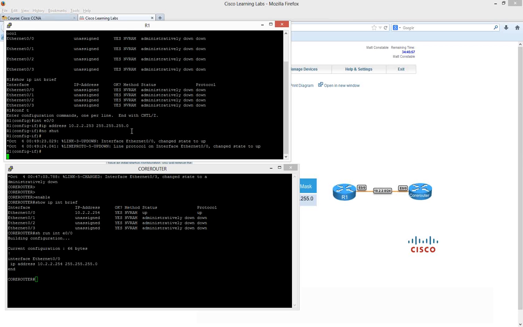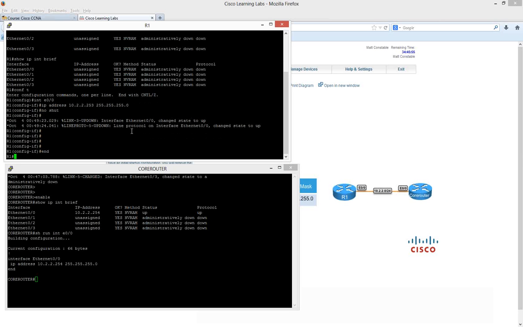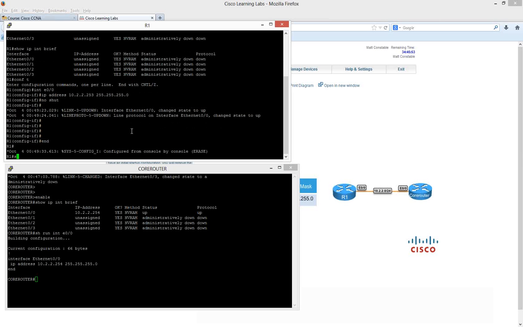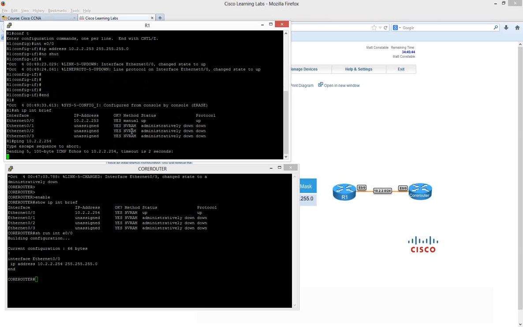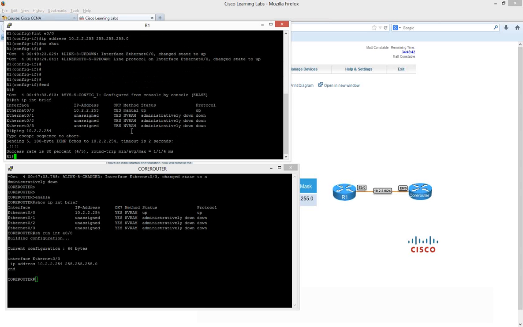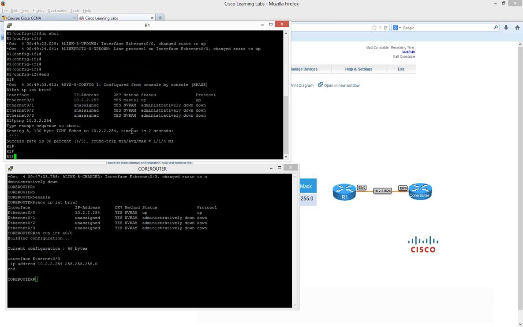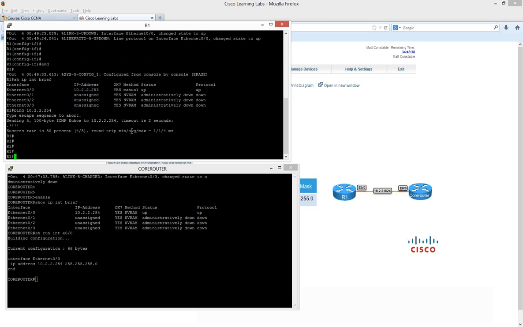Okay, so that now comes up. So now if I do a show ip int brief, we can see that's up. So by rights, I should be able to ping across to the other router. Bingo, there we go. Done. So now I can connect across to that.